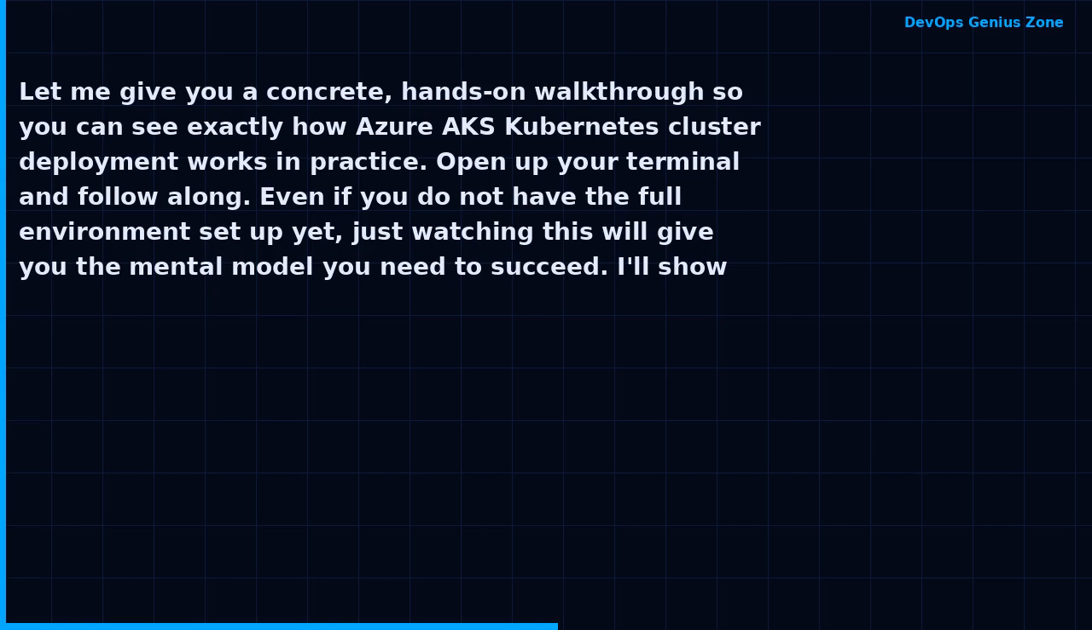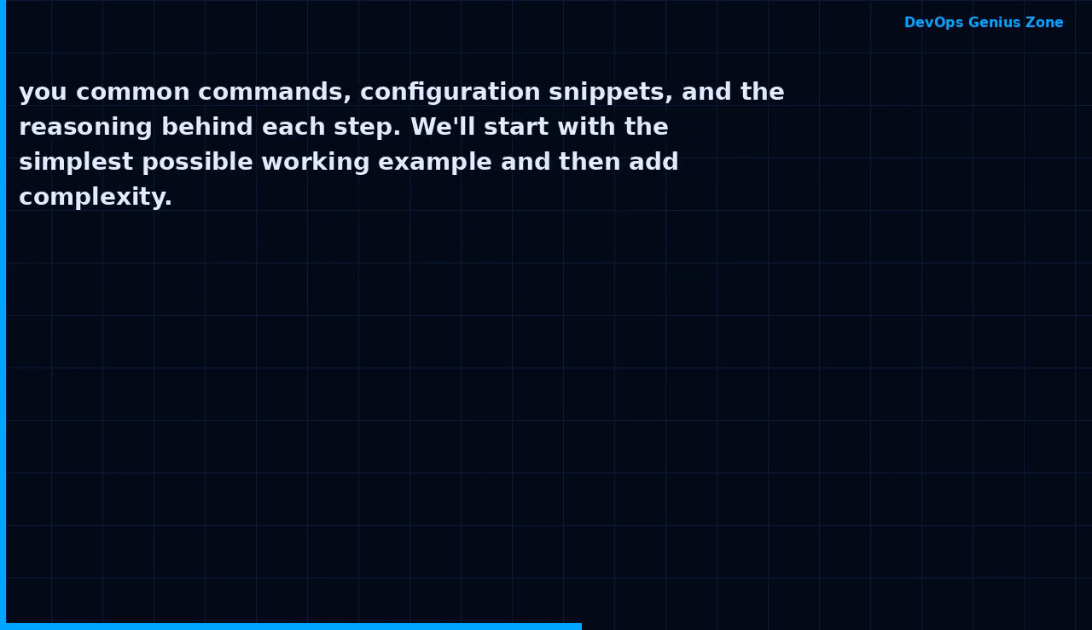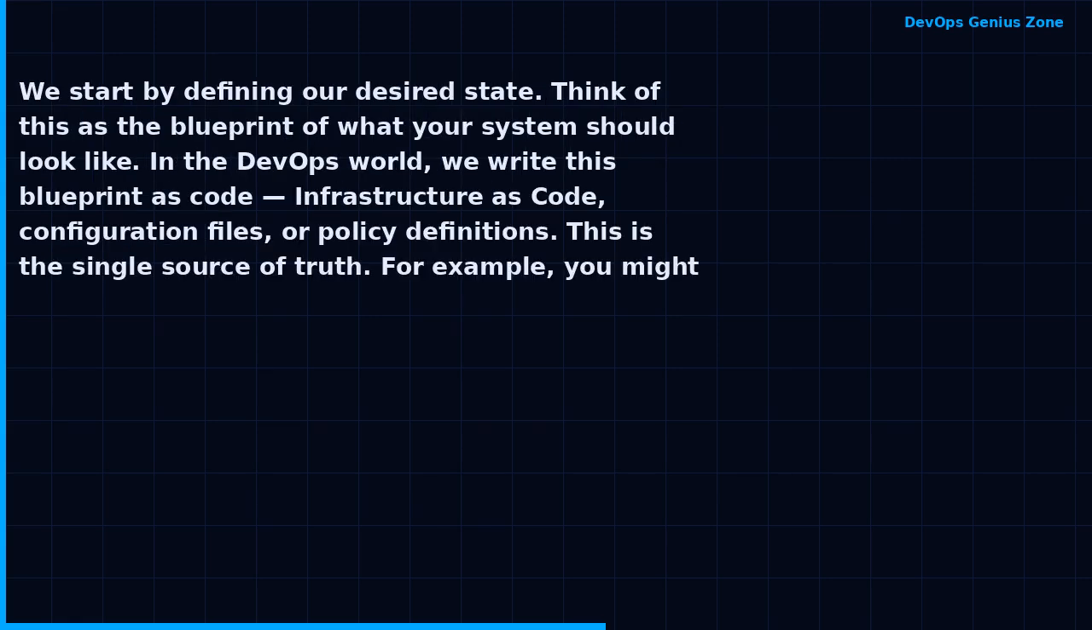Let me give you a concrete, hands-on walkthrough so you can see exactly how Azure AKS Kubernetes cluster deployment works in practice. Open up your terminal and follow along. Even if you do not have the full environment set up yet, just watching this will give you the mental model you need to succeed. I'll show you common commands, configuration snippets, and the reasoning behind each step. We'll start with the simplest possible working example and then add complexity.